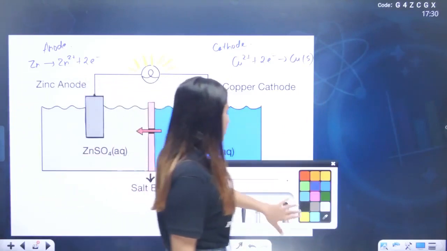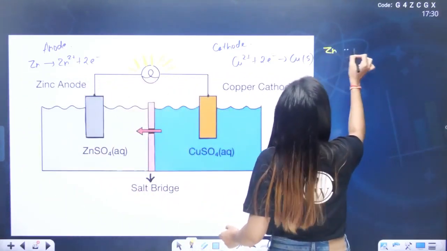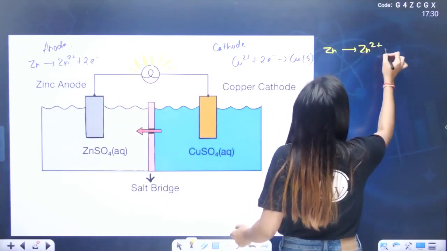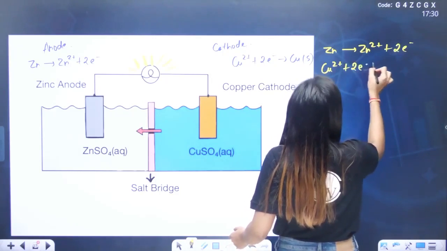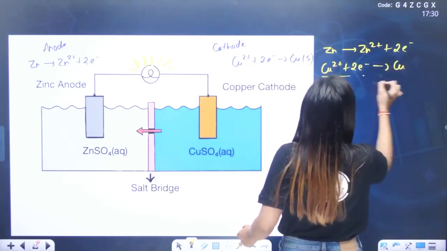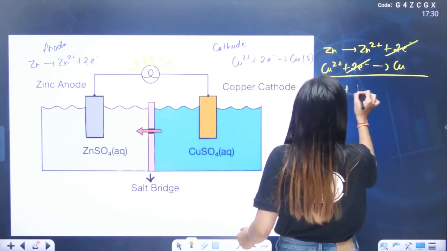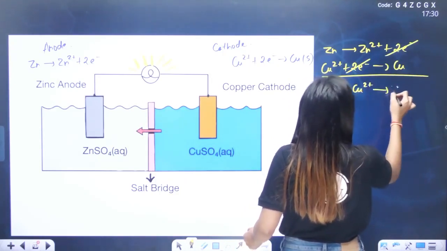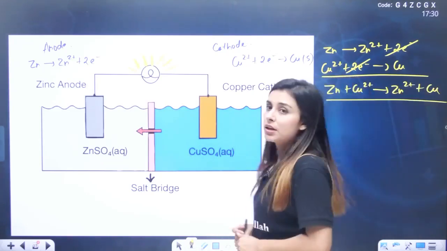You can write your net cell reaction here, my dear students. You have zinc going to zinc 2 plus plus 2 electrons. You have copper 2 plus plus 2 electrons, and this will give you copper. If you see the net cell reaction, the 2 electrons cancel, and you get zinc plus copper 2 plus giving you zinc 2 plus and copper. This is your net cell reaction.